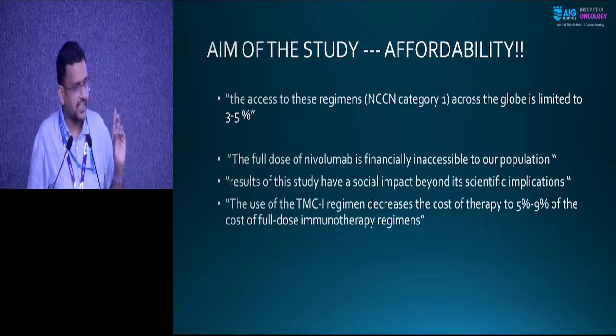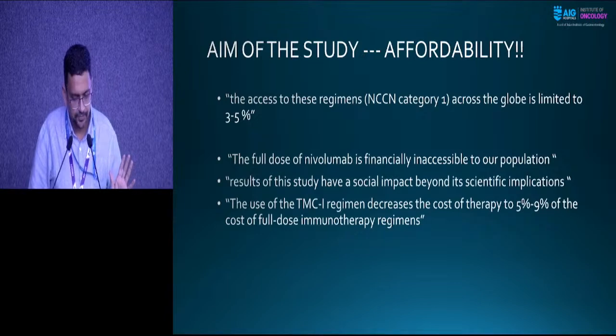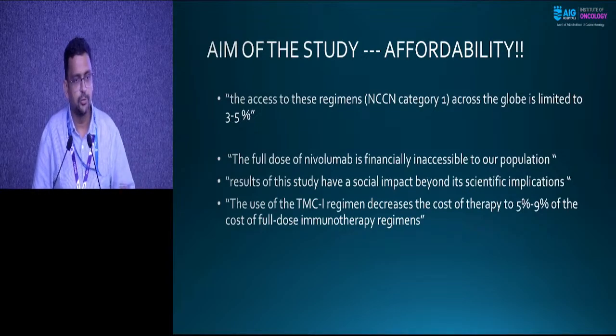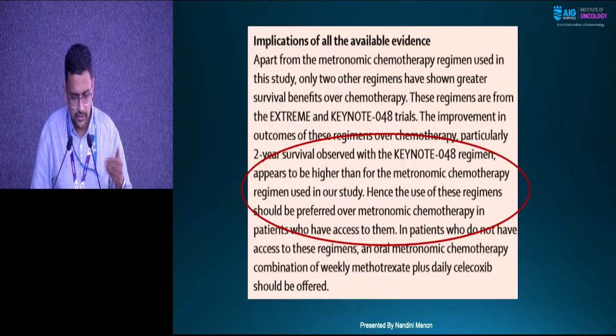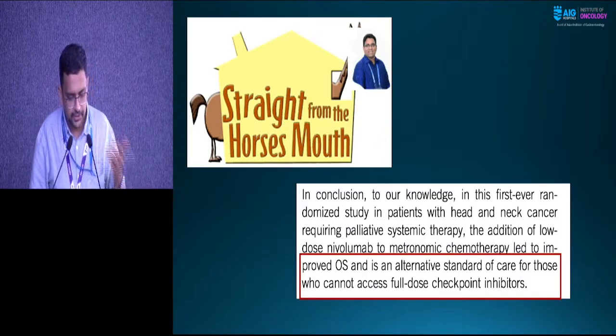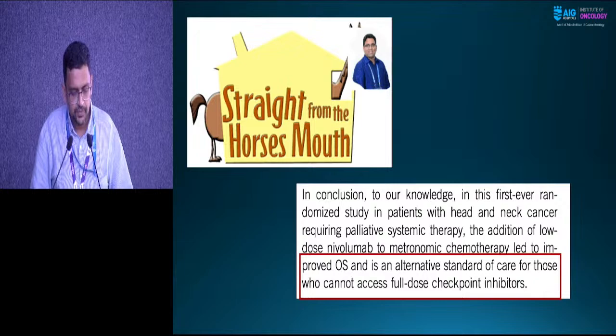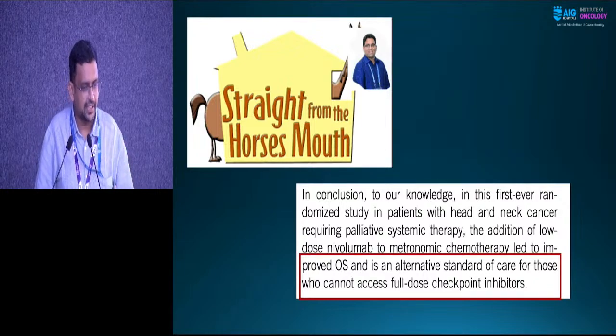And the aim of the study actually is affordability, which the authors have very correctly said: look, nivolumab full dose is inaccessible. And this trial will have a good implication in terms of cost of therapy, and we can use it for a lot more patients. And this is what the editorial comment also said, that where you are able to give the full dose, KEYNOTE-048, your actual survival is much higher than in this trial. And this is in fact what Dr. Vijay Patil himself said, that addition of low dose immuno to metronomic is improving the overall survival. It's an alternative standard of care. It is not the standard of care for someone who can afford a full dose immunotherapy. So again, words of caution.